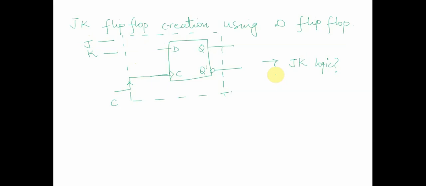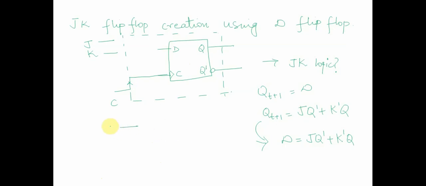Can we do that? Yes, we can, and let's recall what we know about the D flip-flop. Next state is equal to D, and for the JK flip-flop, our next state Q(t+1) is equal to JQ bar plus K bar Q. If we compare both, this means D has to be equal to JQ bar plus K bar Q. What we have to do over here is introduce a combinational logic.